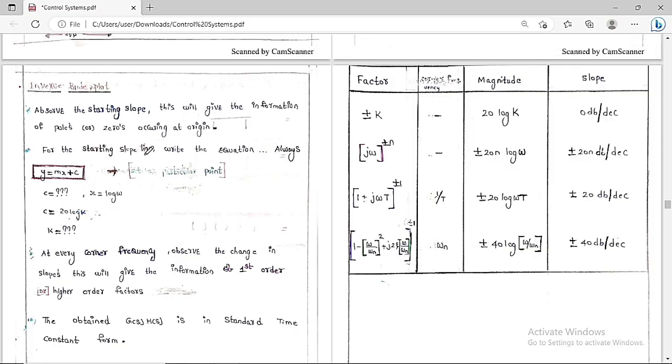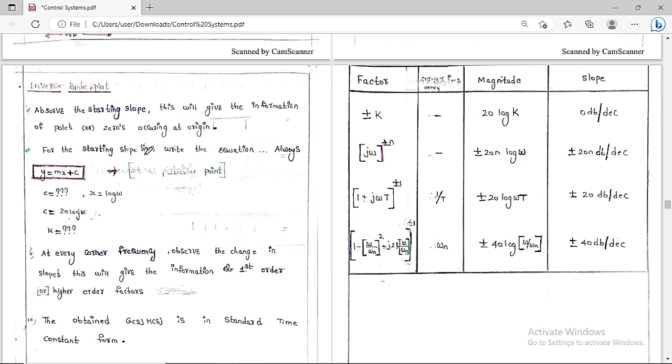Now we are going to discuss another concept, which is the inverse Bode plot. What is the meaning of inverse Bode plot? It means that just by seeing the magnitude plot, we have to write the overall transfer function equation. Up to now, we have discussed how to draw the Bode plot from the overall transfer function.